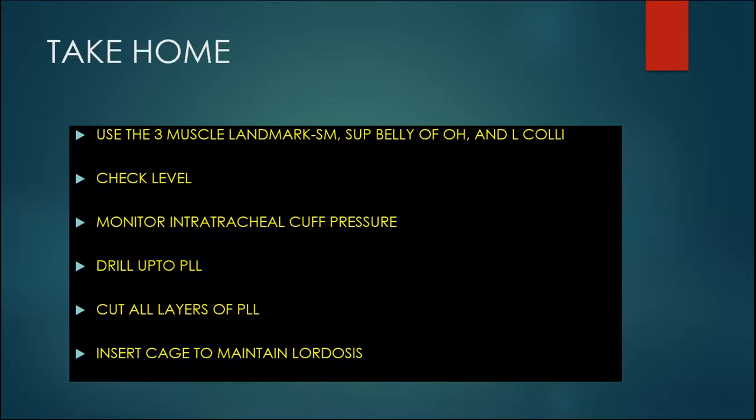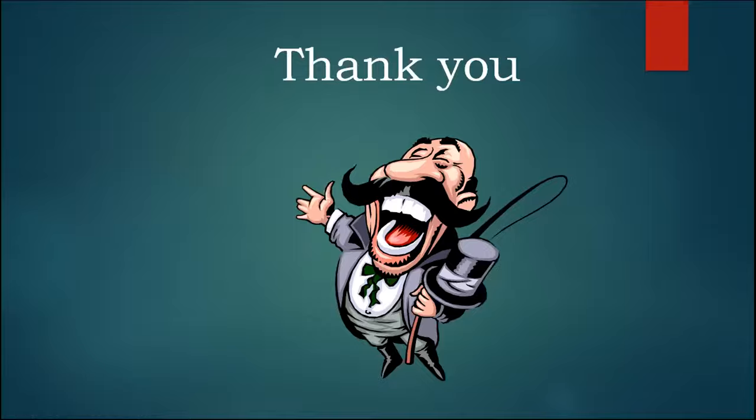So just to take home messages, use the three muscle landmarks, the sternomastoid, the superior belly of the omohyoid, and the longus coli, check the level, monitor the intratracheal cuff pressure when you're doing an anterior procedure because it certainly reduces dysphagia and voice changes after the procedure. I like to drill right up to the posterior longitudinal ligament, cut all the layers of the posterior longitudinal ligament, and be aware of how you have to put in your cage or prosthesis to maintain the lordosis. Thank you very much.